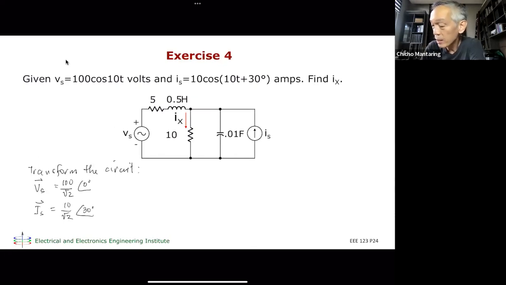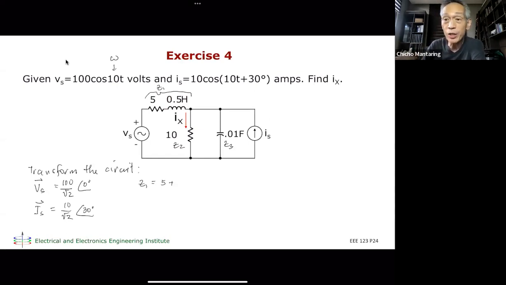Okay, sabihin natin this is Z1, okay. Ito, sabihin natin this is Z2, and let's make this equal to Z3. So Z1 is equal to 5 plus J omega L. 5 is in series with a 0.5 Henry inductance. The impedance of your 0.5 Henry is J omega times the inductance. Omega is equal to 10. So ito yung omega.